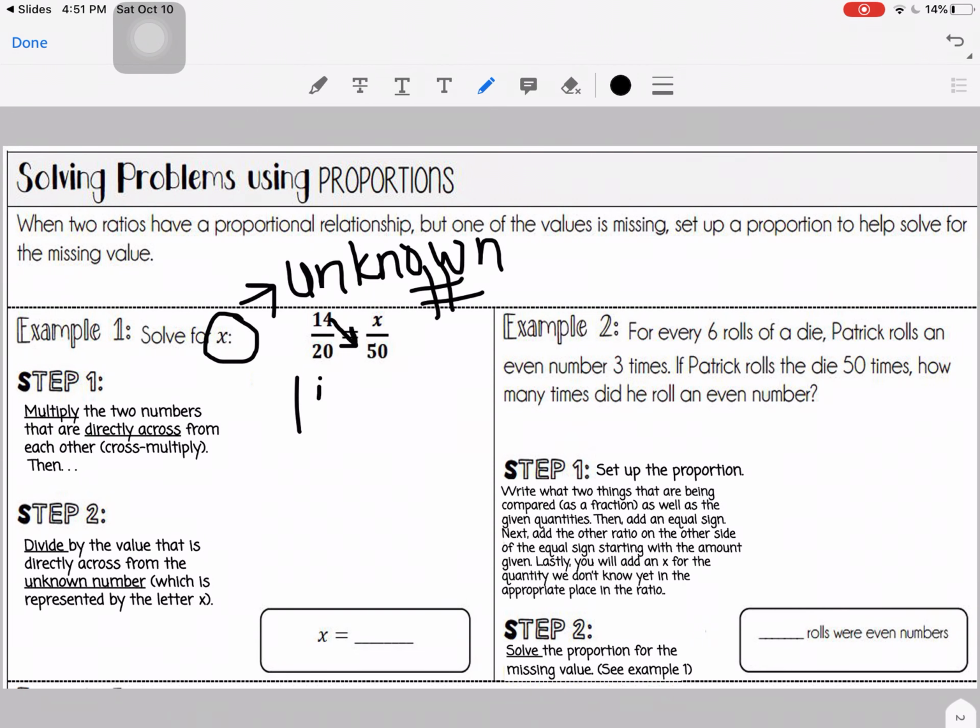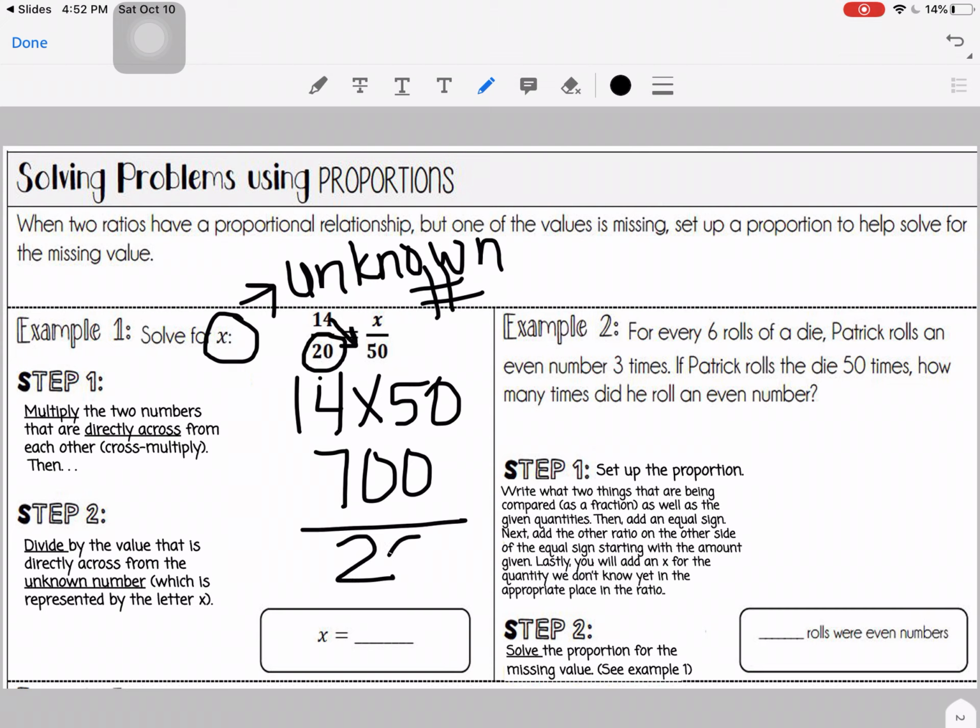14 and 50. And when we do that, we get 700. Then our next step says to divide by the value that is directly across from the unknown number, which is represented by the letter X. Now this letter can be any letter of the alphabet except for the letter O, so don't get where you think that X is the only letter that you would see, because it's not going to happen that way in most cases. All right, so we divide by 20 and we get 35.